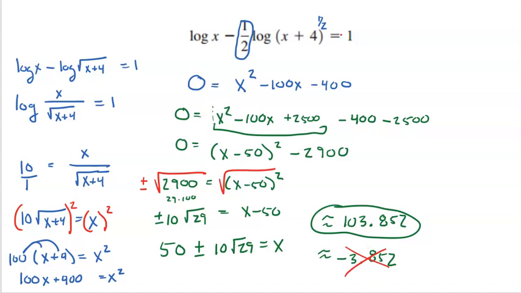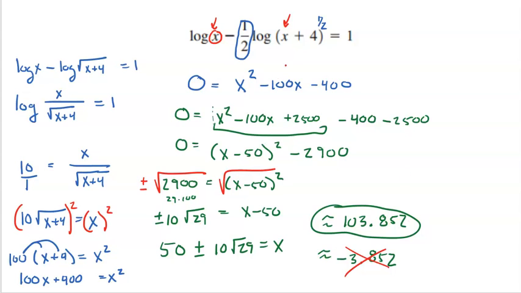Because remember, if you go back to the original problem, if you plug in one of your values for x, you can't get a negative inside of a log. So if I plug in negative 3.852 right here, I'm going to get a negative in a log, and that does not exist. Can't do it. Now, if I plug it in here, it works, because negative 3.852 plus 4 is a positive number, but it doesn't matter. If I plug it in here, it doesn't work. If it doesn't work in one log, can't use it at all.